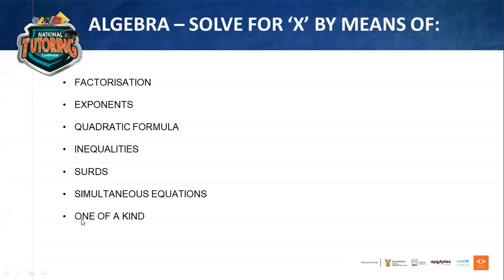Under algebra, that's where we're going to be asked to solve mainly for X by means of different techniques. So we know that when we solve questions in algebra, there would be questions that require us to factorize. By factorizing, we mean that we have to find a common factor. At times, when we factorize, it would be a difference of two squares. And by now, I know you know how to solve those. So we are going to treat them together.